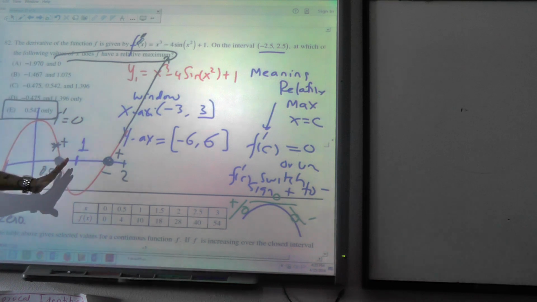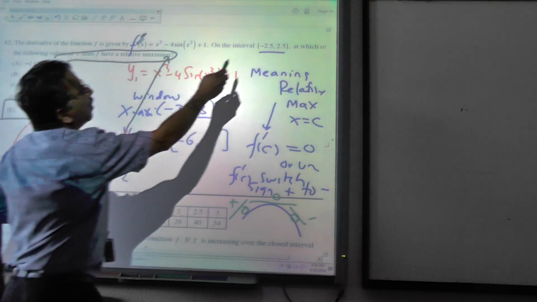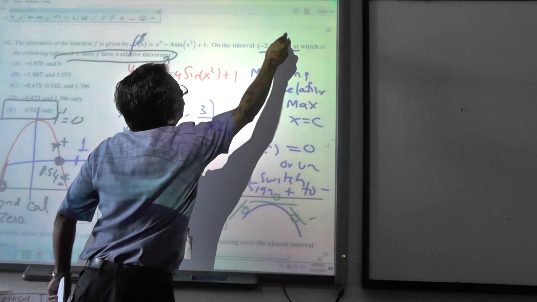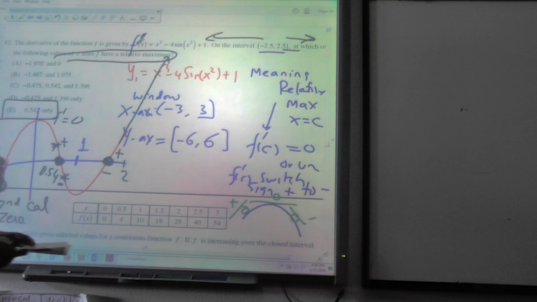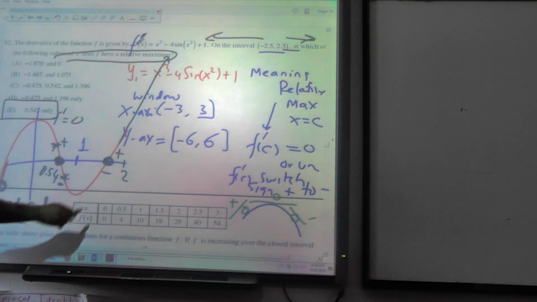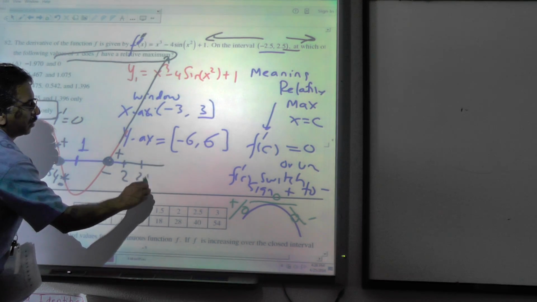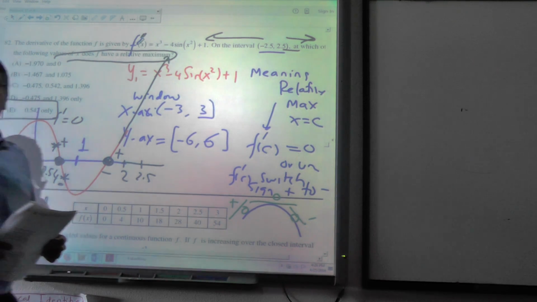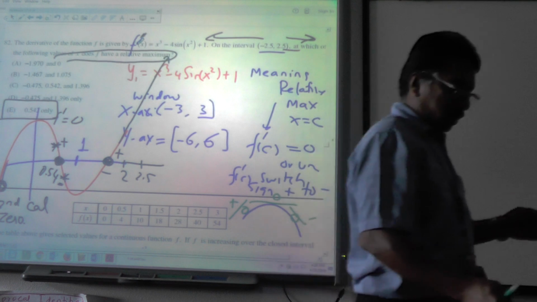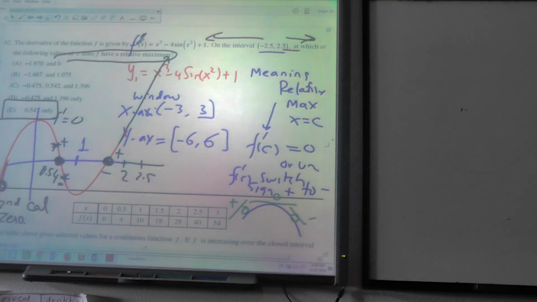Hope that makes sense. You can check also, the rest of the graph has no point which passes through the x-axis, or even if they pass, they will pass maybe beyond 2.5, to the left of minus 2.5 or to the right of 2.5, but in between you won't see anything. Okay, so that was problem number 82.